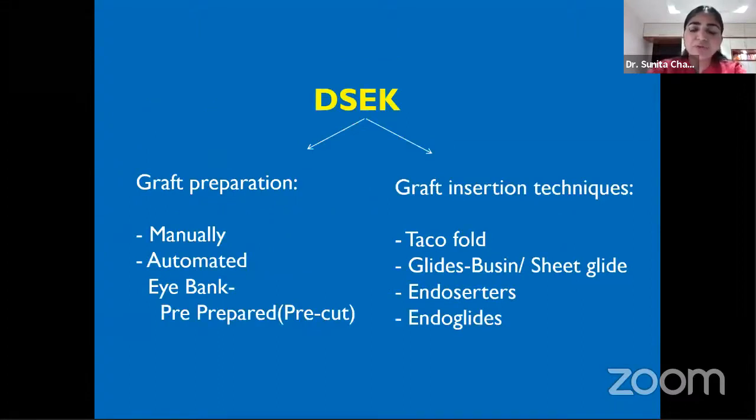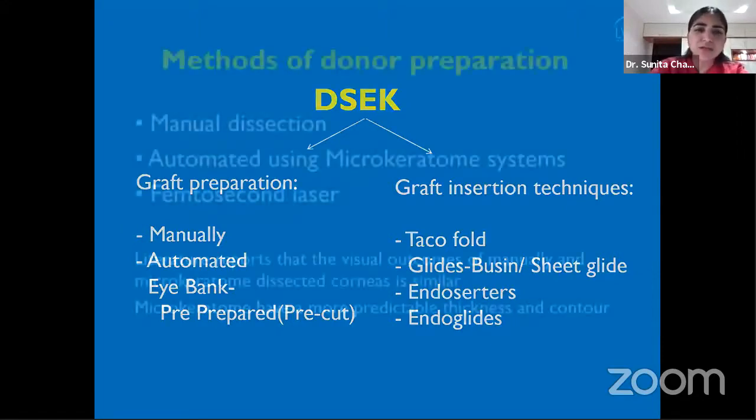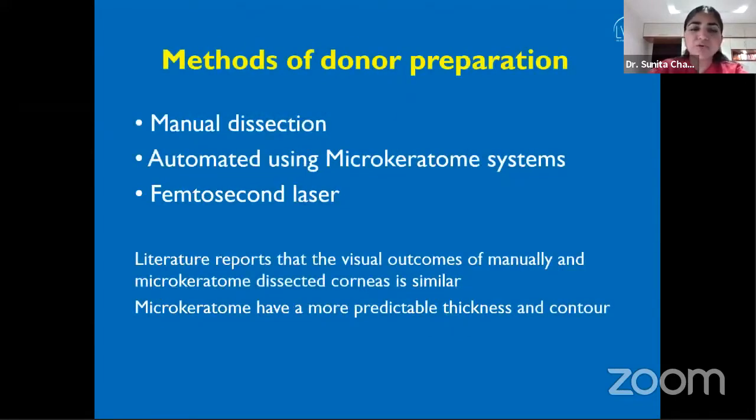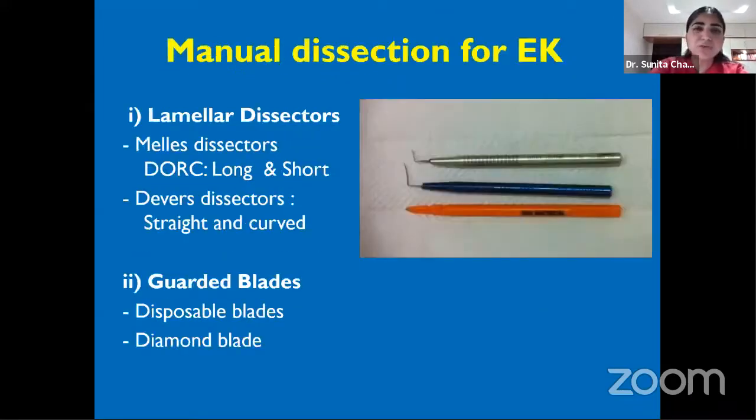Now, DSEK surgery involves two major steps. One is the graft preparation, and second is the graft insertion technique. Graft preparation again can be done by various methods, and for graft insertion we have various techniques like tack and fold, using glides such as Busin glide, cheese glide, Endoserts, and Endoglides. In the graft preparation technique, I'll focus more on manual dissection because I think that's more relevant, and there are automated techniques using the femtosecond laser also. But let's move on to manual dissection.